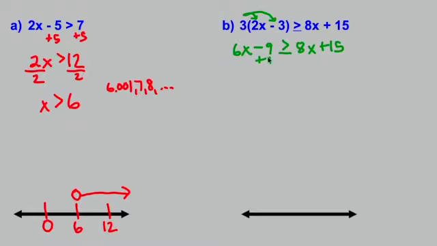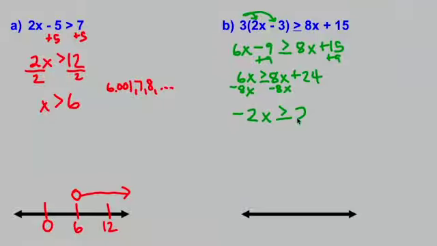So we're going to go ahead and add 9 to both sides. 15 plus 9 is 24. So I get 6x greater than or equal to 8x plus 24. Then we're going to subtract 8x on both sides. So I subtract 8x on both sides. I get negative 2x is greater than or equal to 24.